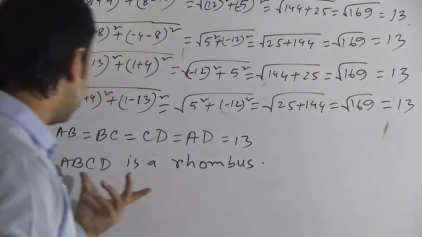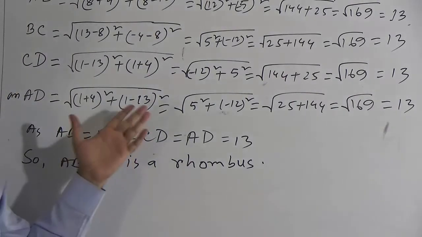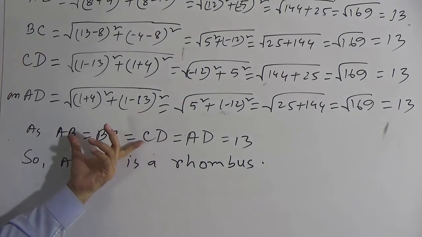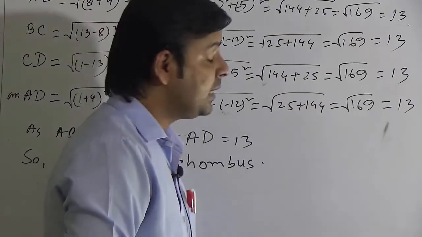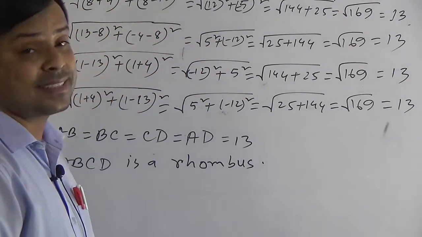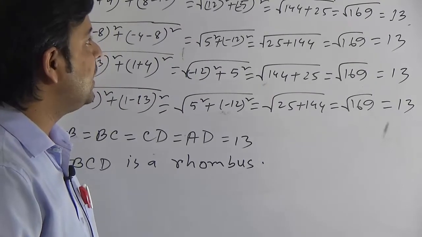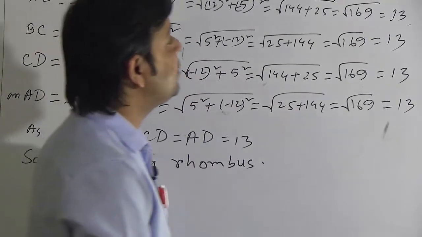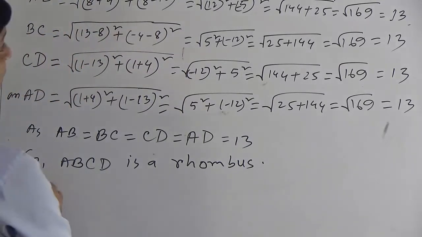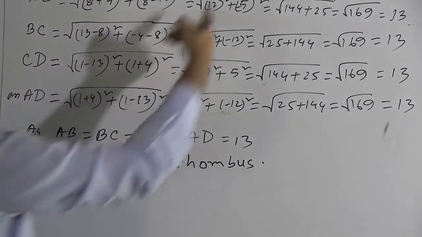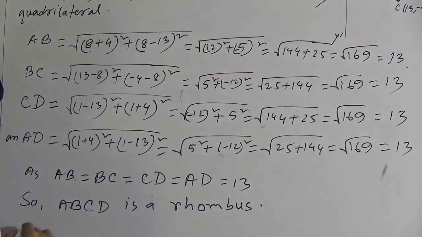Here the first property is all sides are equal. We can say this from the lengths, and then we can say the diagonals of the rhombus bisect each other perpendicularly. To prove this, we need to determine the midpoints of the diagonals. We can determine the midpoint of the diagonal BD.